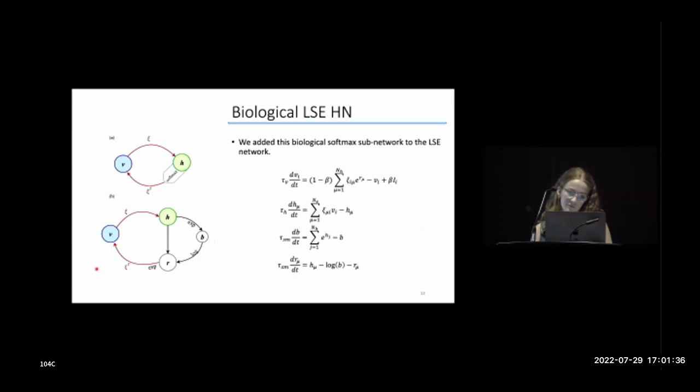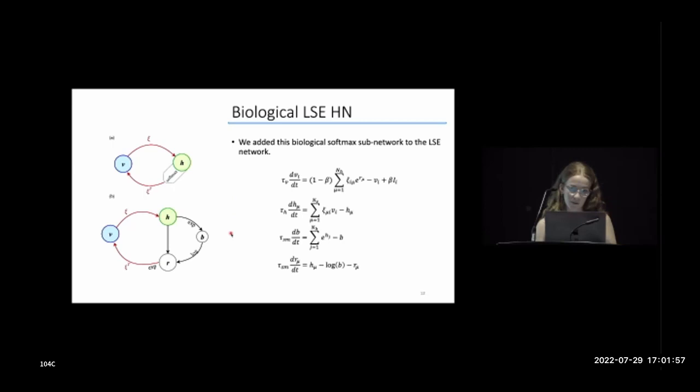So to implement this in our network, instead of applying the softmax function, we just ran the h values through this subnetwork that computes the softmax, and then projected the exponential of the r values directly back into the feature neurons. And so then we could describe the entire network using this coupled dynamical system.